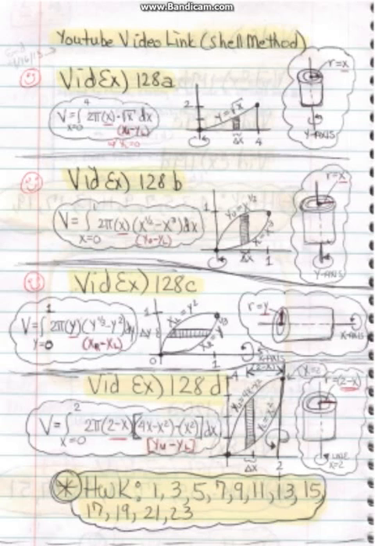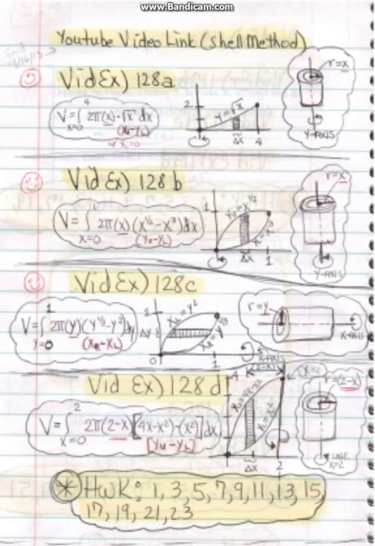For video number 128b, we did a very similar thing because we were rotating about the same axis, the y-axis. But now it's a little more interesting because the height of the shell is the upper y minus the lower y, just like in 128a, except now the lower y function is not y equals 0, it's y equals x cubed.